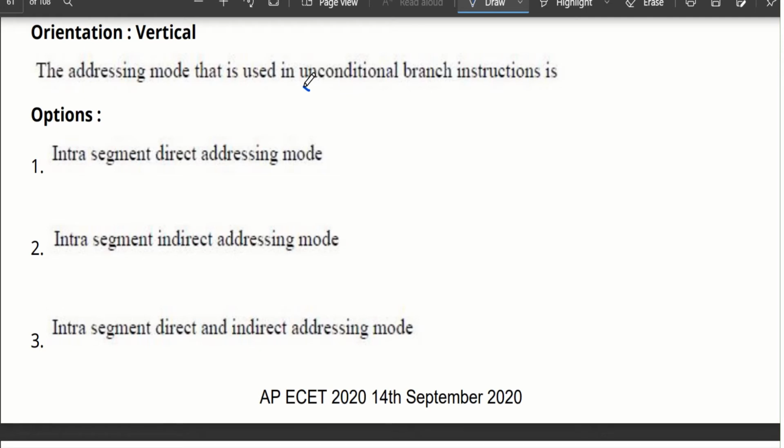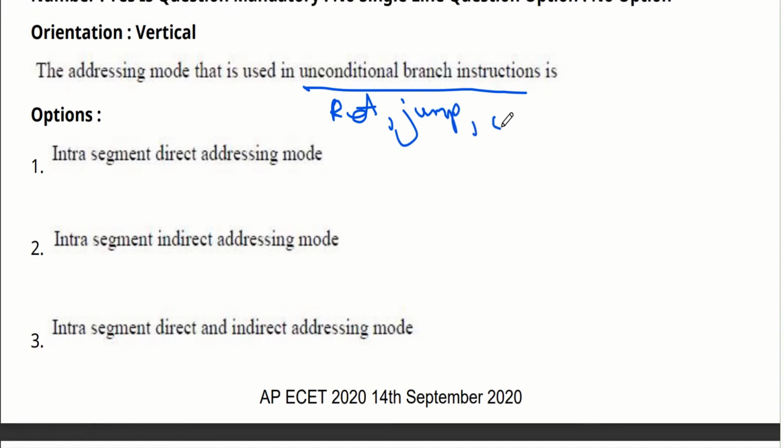Some of the unconditional branching instructions are return, jump, call, and loop. These unconditional branch instructions use intra-segment indirect addressing mode because the branch address is found as the content of a register or a memory location.